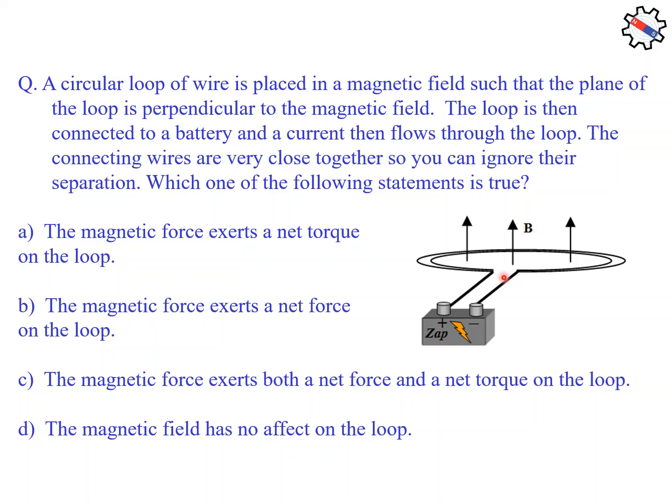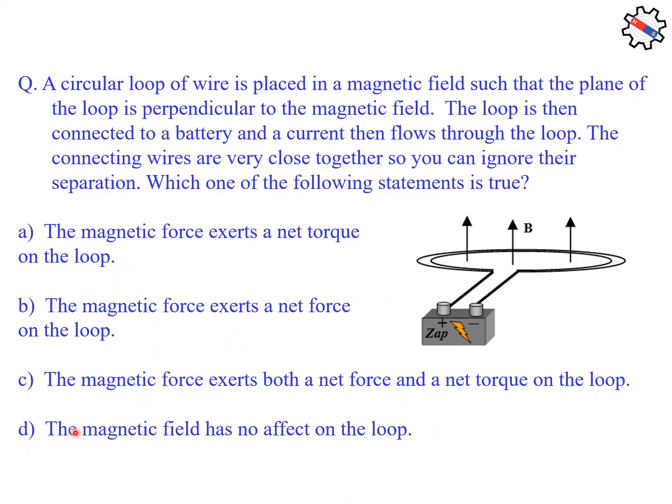And we can ignore the separation of these wires, so we'd expect an overall compression of this loop. We'd hope it was structurally strong enough to resist that compression, right? But it's not going to be a torque on the loop. It's not going to rotate it. This is the case where sine theta equals 0. It's the case where there's no net torque on the loop.